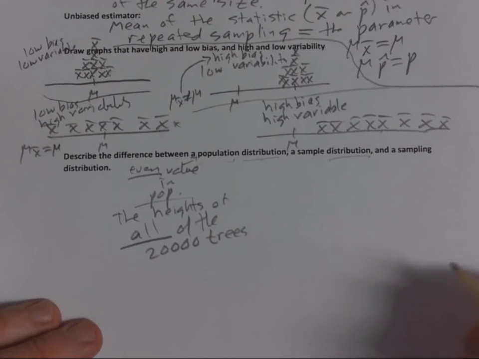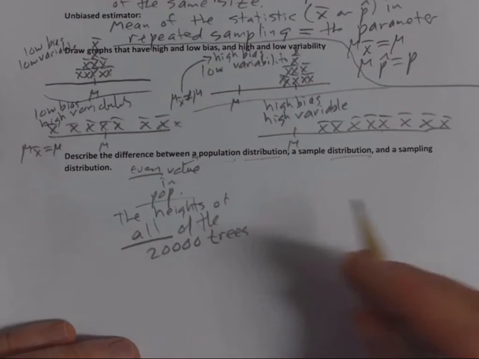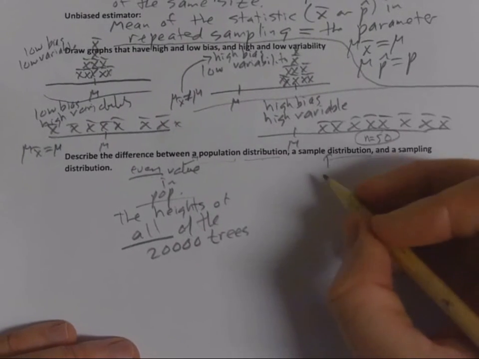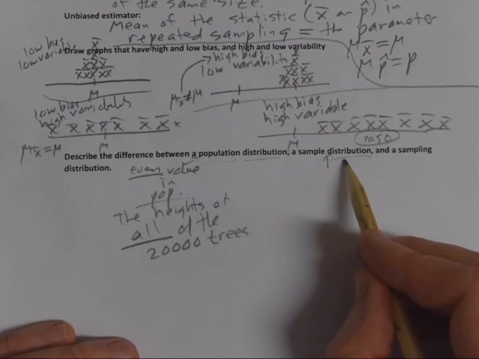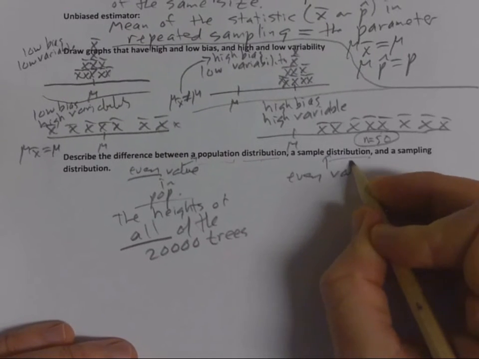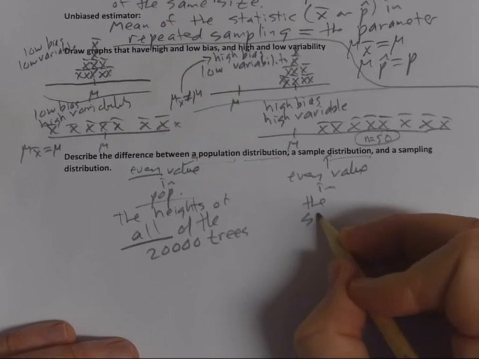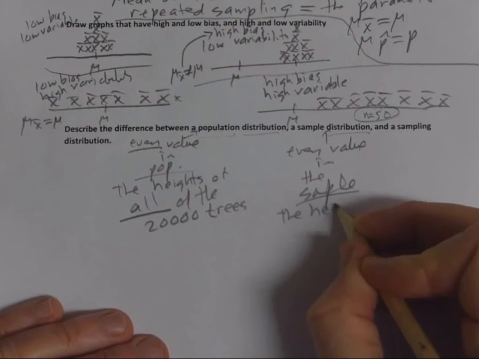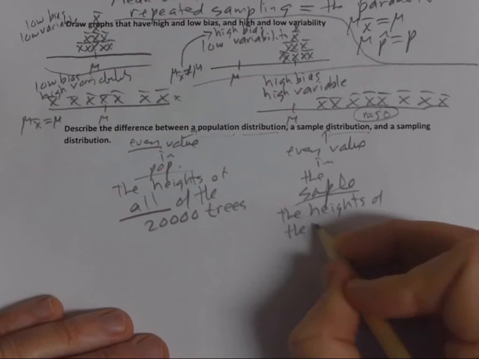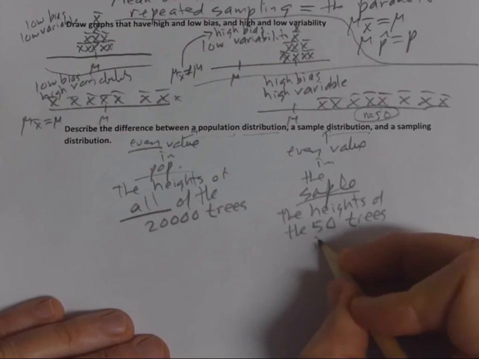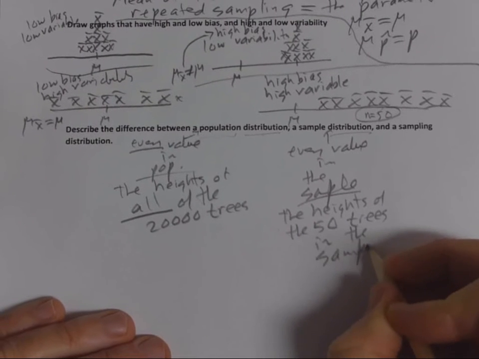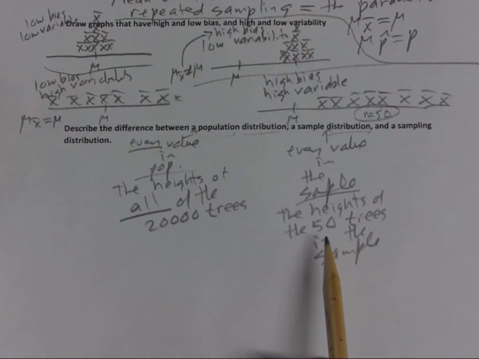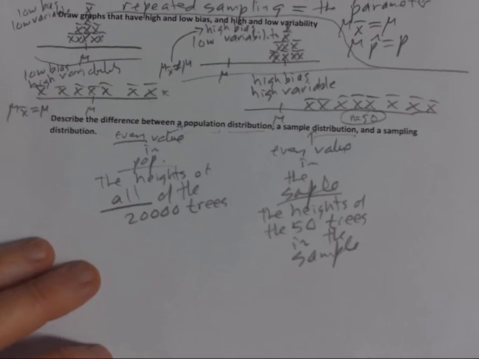That's the population distribution. In our sample there, we said we took a sample of size 50. So our sample size is 50, let's say. We have 50 trees. The sample distribution, again a distribution is a list of numbers, is in essence every value in the sample. In this case, it is the heights of the 50 trees in the sample. It is the numbers you're actually working with, because you're not going to go measure all 20,000 of those trees. You're just measuring these 50 trees and using that x bar to estimate. So that is the sample distribution.